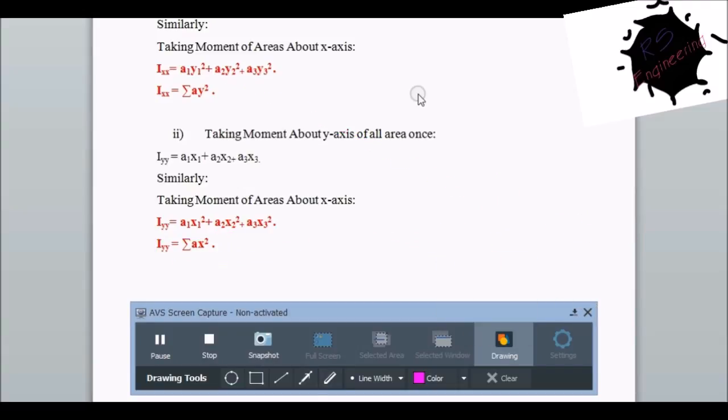This is our lecture. We'll cover more parts like the radius of gyration, then the moment of inertia of some other planes, and the parallel axis theorem, all those things in the next video.